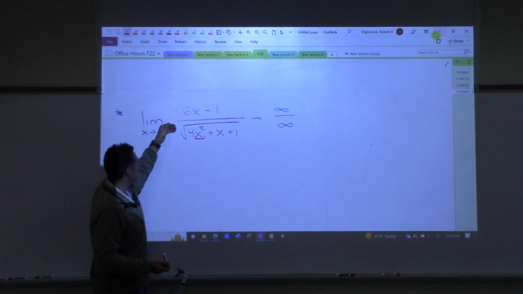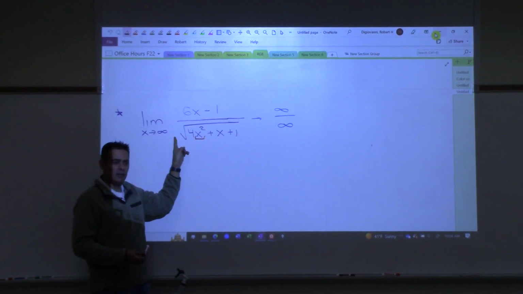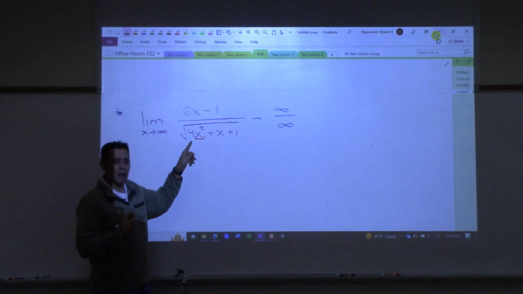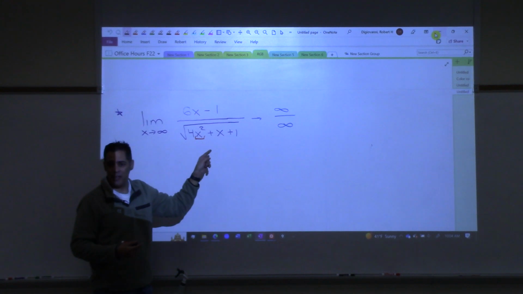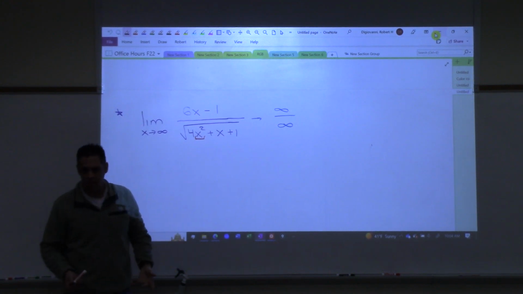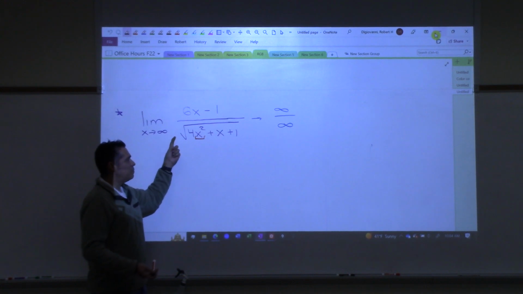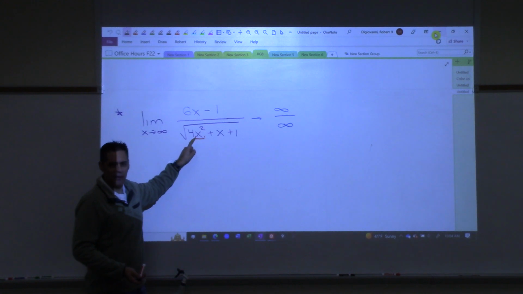So whatever I put here is going to live outside of this root. And then I'm going to have to push it in. And so what I want is to put something out here so that when I push it in, it will kill off the x squared. So whatever I put out here gets pushed in and gets squared and then kills that off. So what should I put out here?